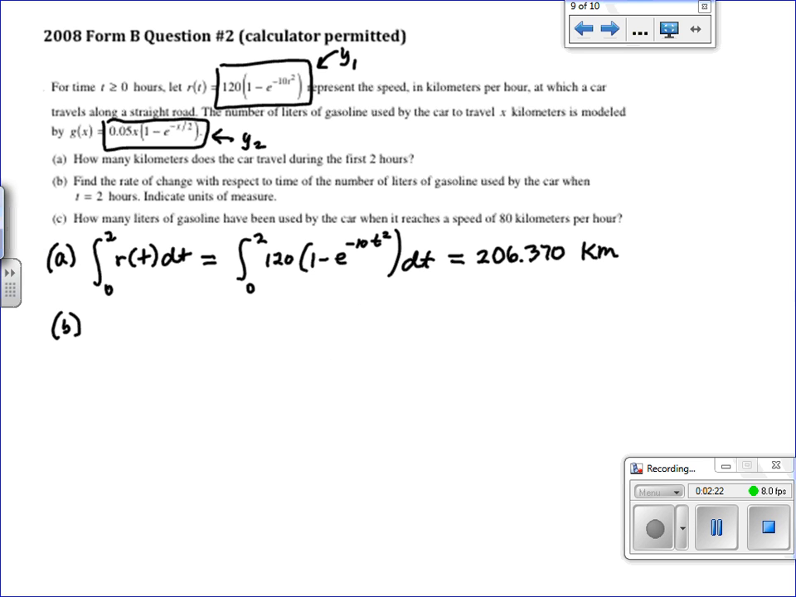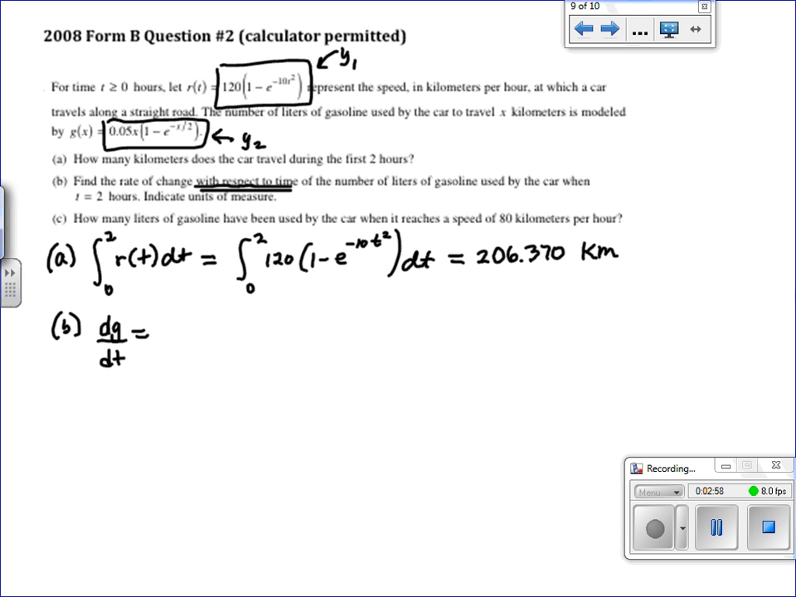Part B says, find the rate of change with respect to time of the number of liters of gasoline used for the car when t equals 2 hours. Whenever you see with respect to time, we're finding the rate of change. So that's our g of x with respect to time, so I'm finding dg over dt. It's kind of like our related rates problems. So dg over dt is going to be in terms of t.